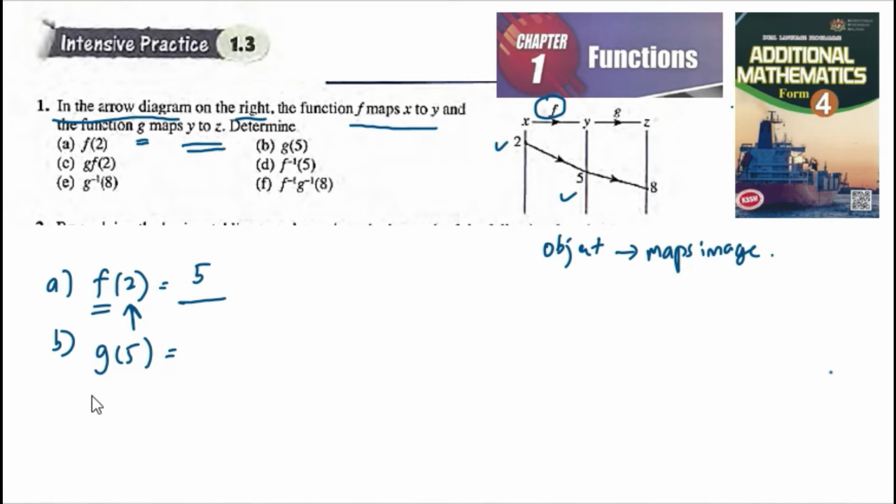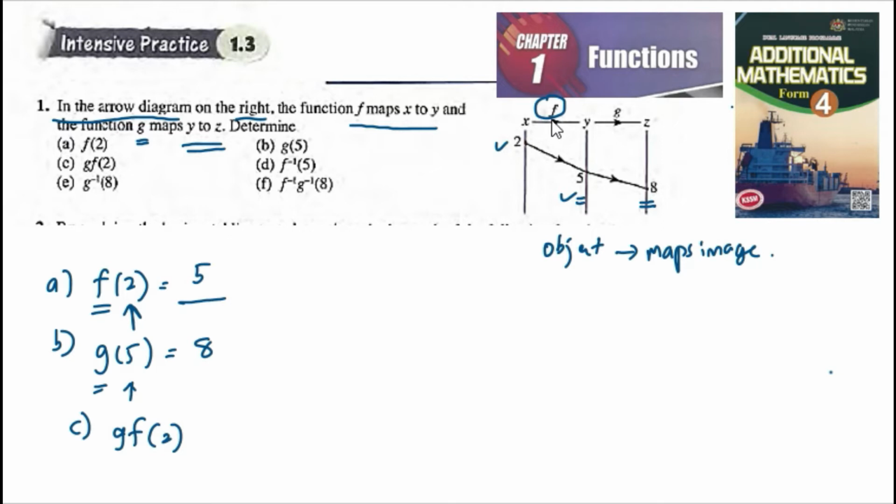So g(5), we know function g with object 5. So we know it maps y to z. So this is the object, this is the image. So when the object is 5, the image is 8. So here is 8. So (c) gf(2).